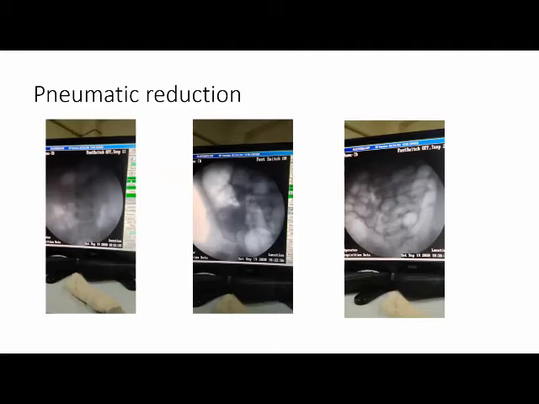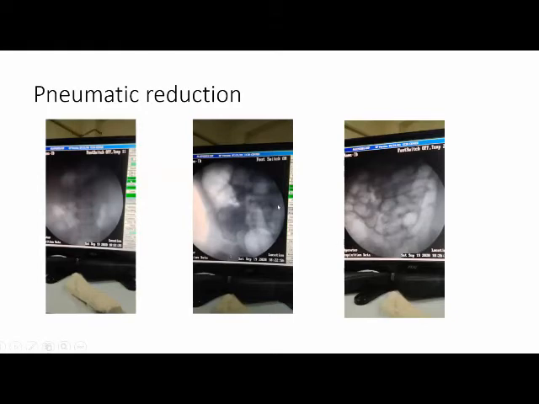So initially position the child, and then a plain X-ray, a scout film, has to be taken, which is seen on the left side of the screen, and shows absence of the small bowel shadow. Then you insert the Foley's and inflate the bulb of the Foley's, but make sure that you don't damage the sphincter of the child. The catheter has to be kept in the rectum, and then the bulb has to be inflated, and not in the anal canal. Otherwise, it will damage the internal sphincter.